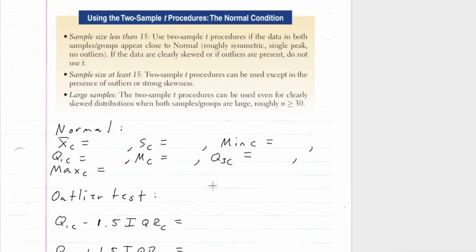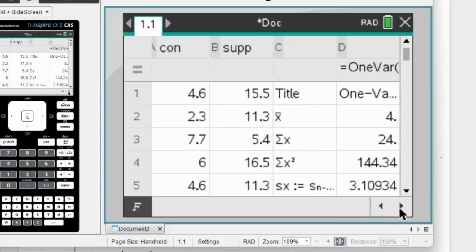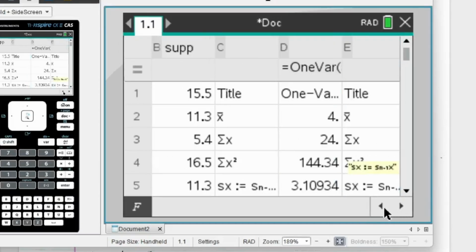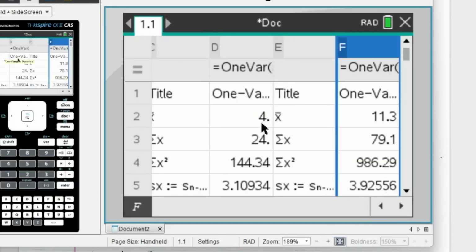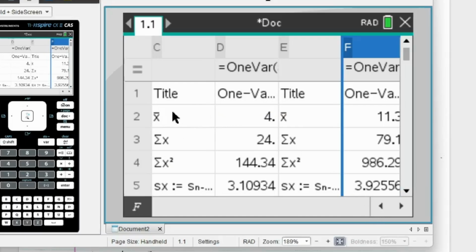Now, remember for normal, since our sample size is less than 15, we have to determine if the distributions are close to normal. Basically, we're trying to show that there's no outliers and there's only slight skewness or no skewness at all, right? So no significant skewness. As you can see, I already did the one variable statistics on the calculator. So X bar here, this is for our control group. So this will be 4.